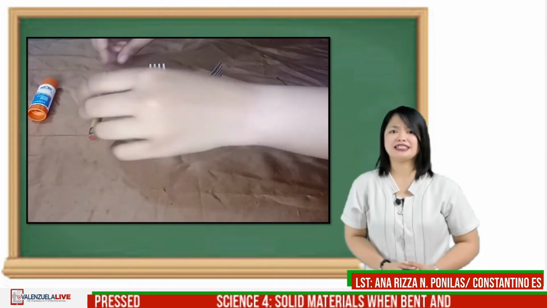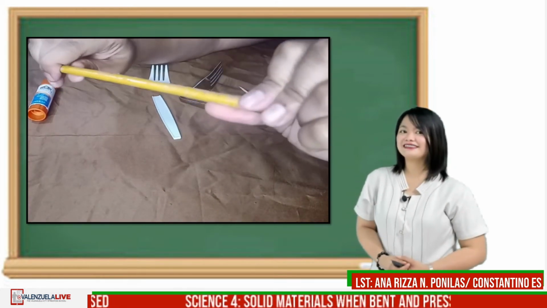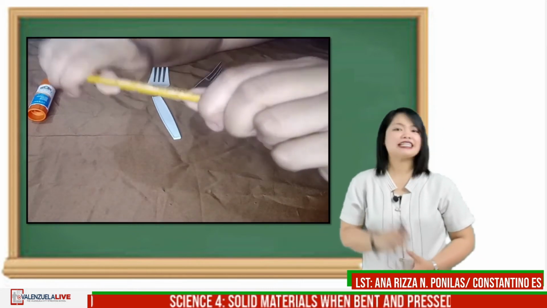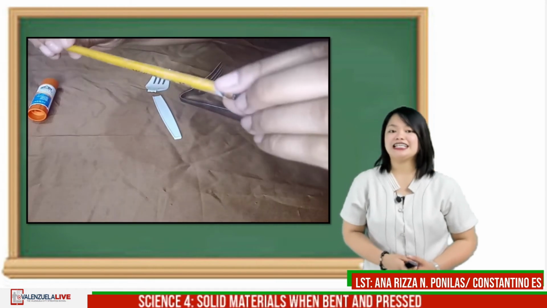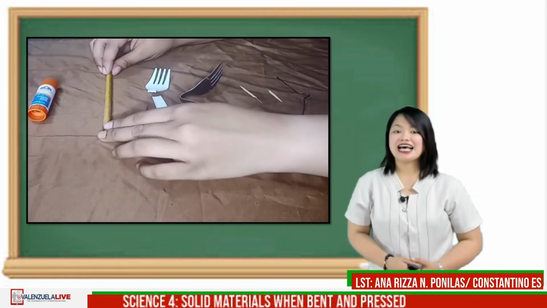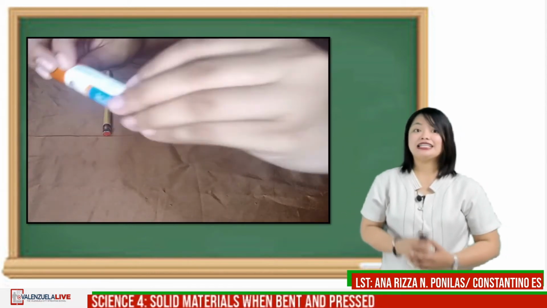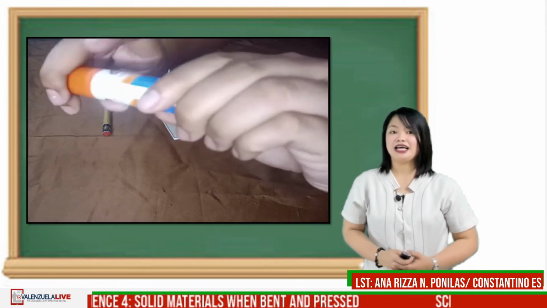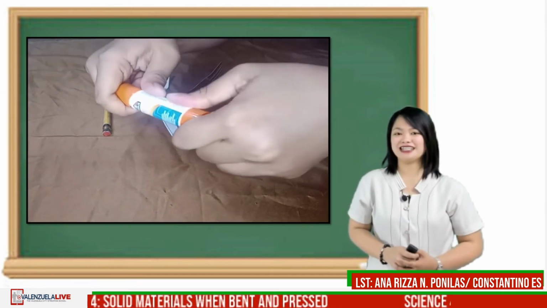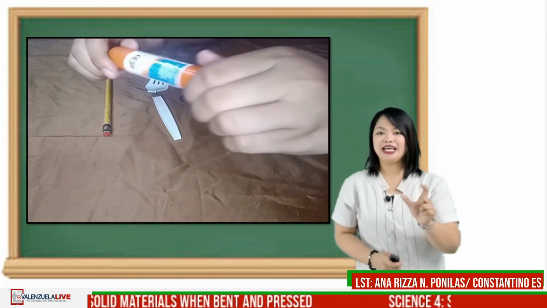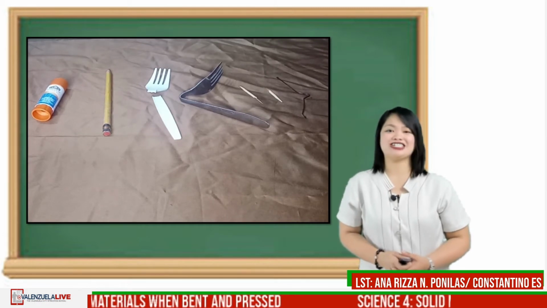How about the pencil? Can it be bent? It cannot be bent because it is made up of wood and it is thicker than the toothpick. The size and shape of the pencil do not change. The last object is glue. Like the pencil, it also cannot be bent because it is too short and made up of thick plastic. The size and shape of the glue do not change.